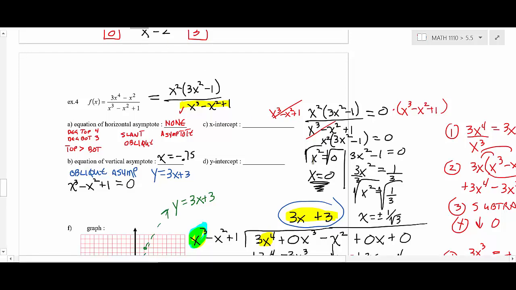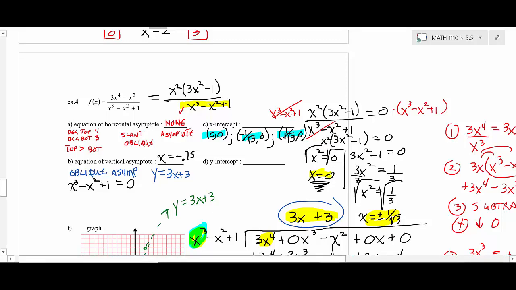So what you would have for your intercepts is those 3 intercepts right there. Let's just write these as points. We would have 0, 0. We would have -1 over root 3, 0. And then we would have 1 over root 3, 0, like that. So these right here are your 3 X-intercepts.